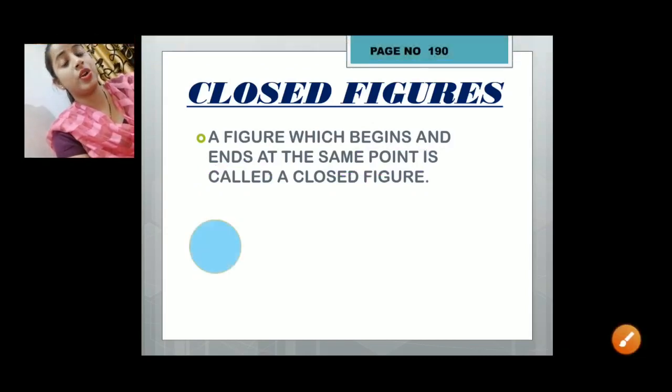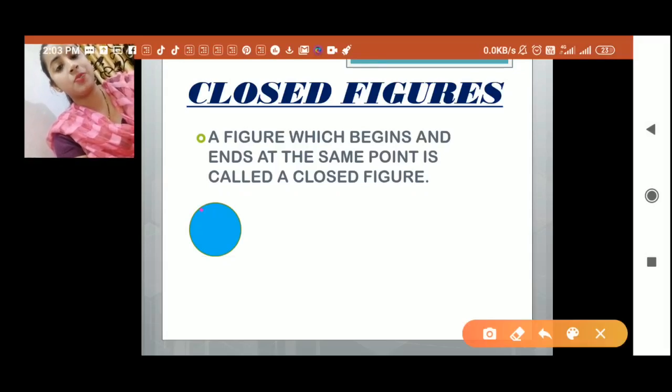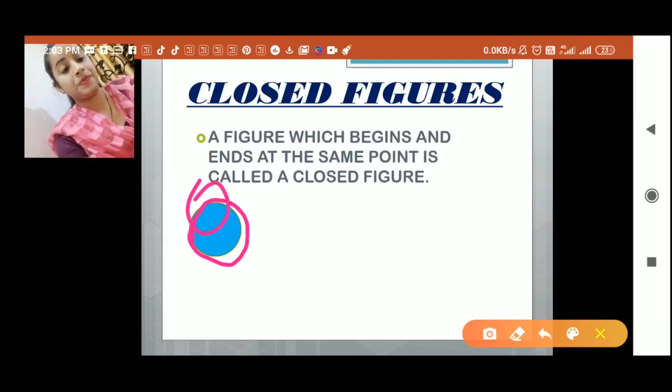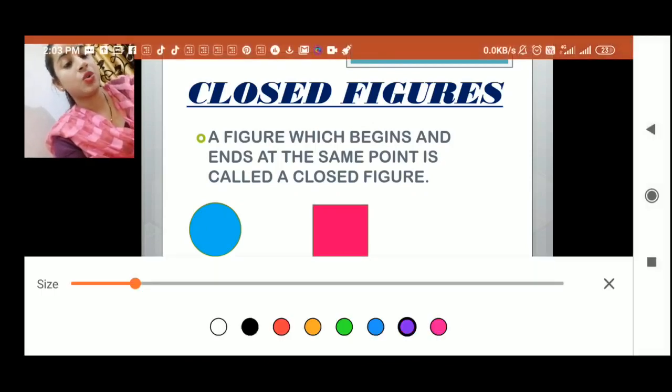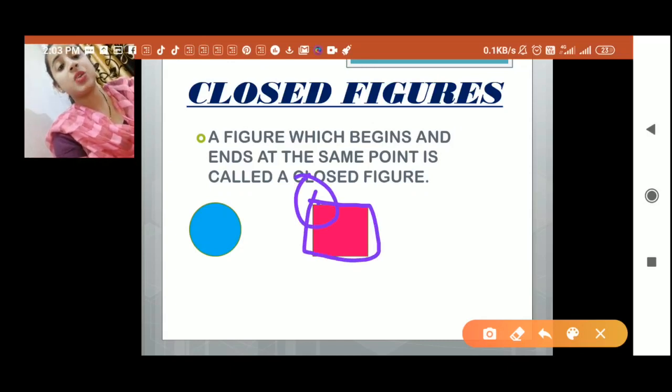Let me show you an example. You can see an example which is a circle, right? If you start drawing a circle from this point and just draw the circle, we will end it somewhere here only, right? It means the beginning point and the ending point both are the same. Let's see the other example. Here you can see an example of a square, and if we start drawing the square from here, we will be stopping somewhere here only, right? So it is also a closed figure because its beginning point and its ending point both are the same.